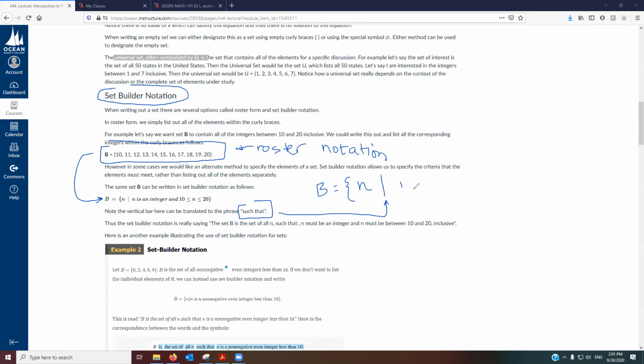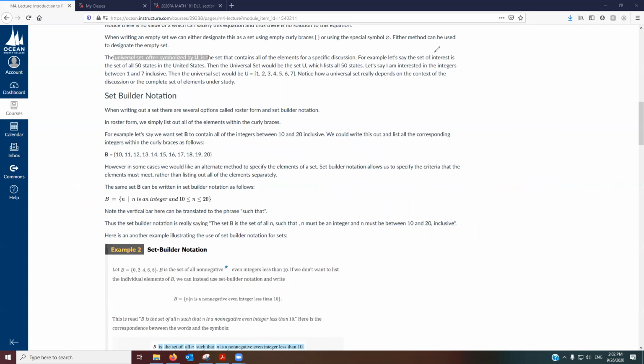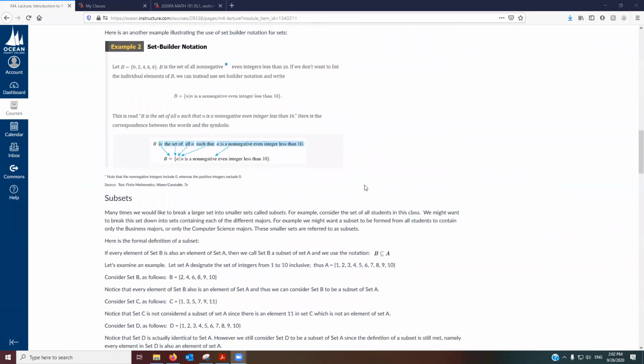So I'm going to say N is an integer, and N has to be between and including the numbers 10 and 20. So it's like I'm giving you the conditions or the criteria that an element has to meet to be in the set. So this is an alternative instead of actually writing out all the elements. Okay, so we call this set builder notation because you're kind of building up the conditions that define the elements in the set.